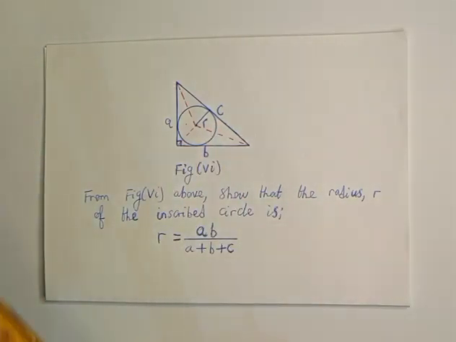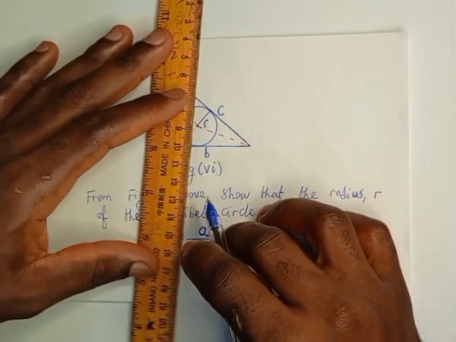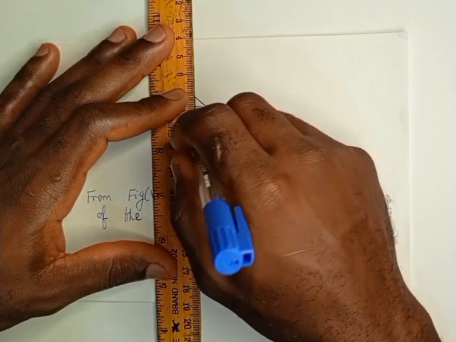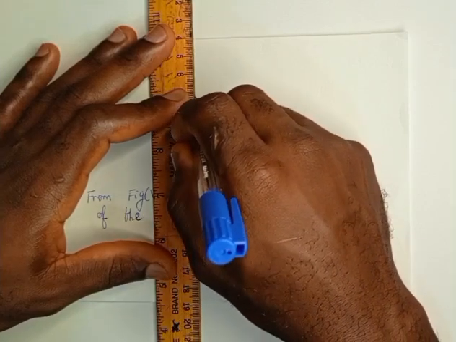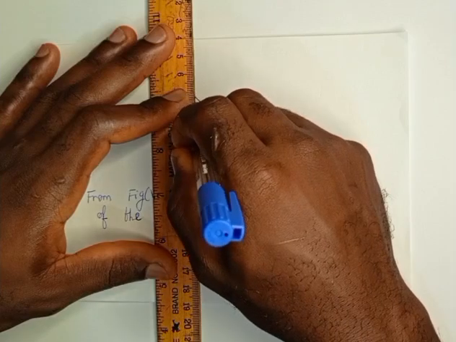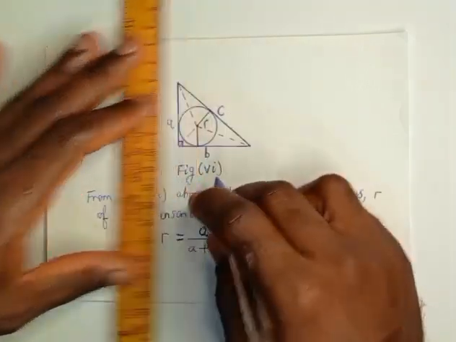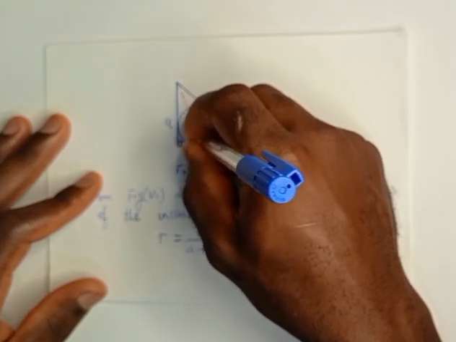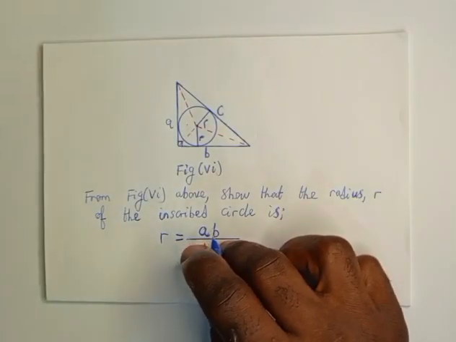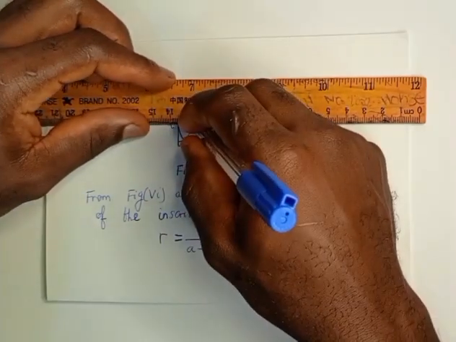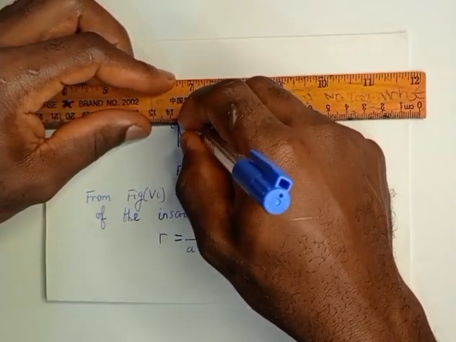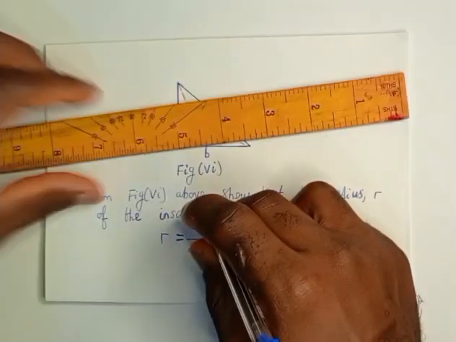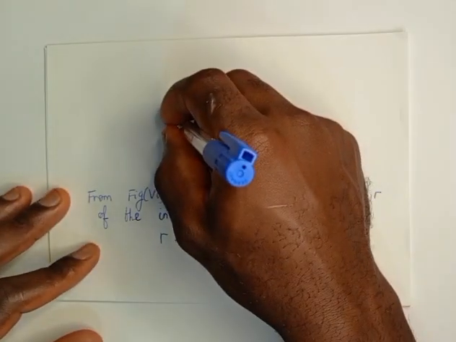Now let's indicate their heights from the center to this line, which is a tangent to the circle at this point. This is the radius of the circle.